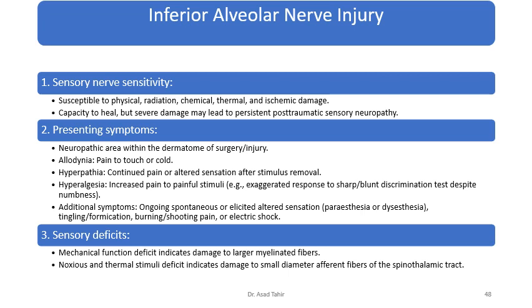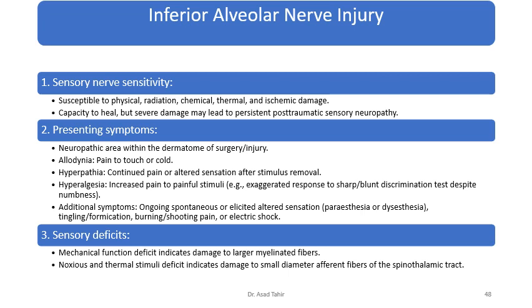Presenting symptoms. Neuropathic within the dermatome of surgery or injury. Allodynia, pain to touch or cold. Hyperpathia, continued pain or altered sensation after stimulus removal. Hyperalgesia, increased pain to painful stimuli, e.g., exaggerated response to sharp/blunt discrimination tests, bite numbness. Additional symptoms: ongoing spontaneous or elicited altered sensation, paresthesia or dysesthesia, tingling or formication, burning or shooting pain, or electric shock.